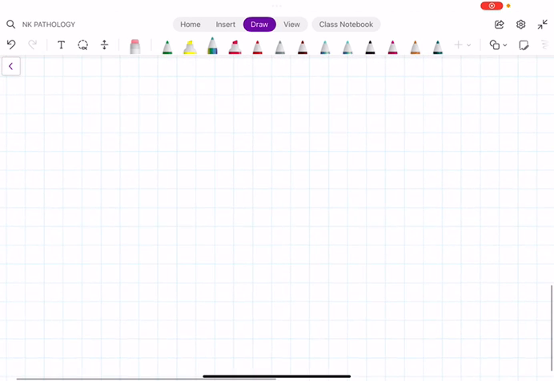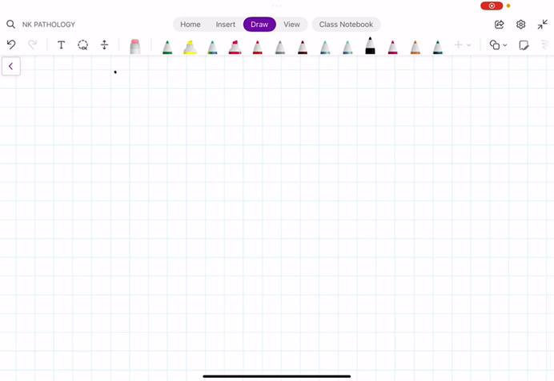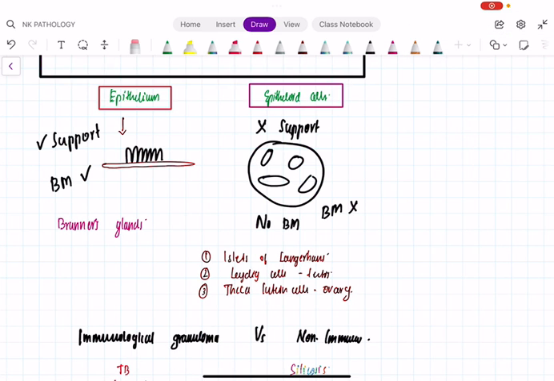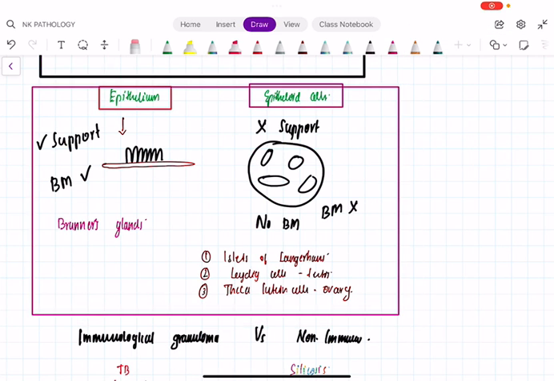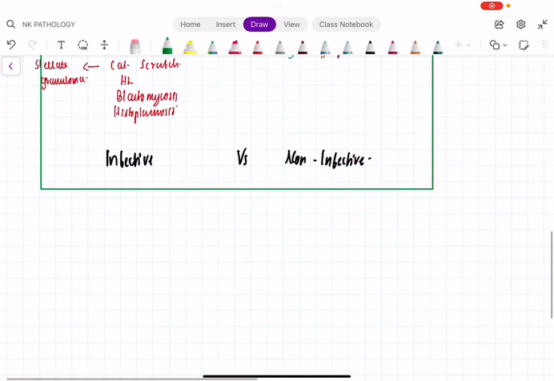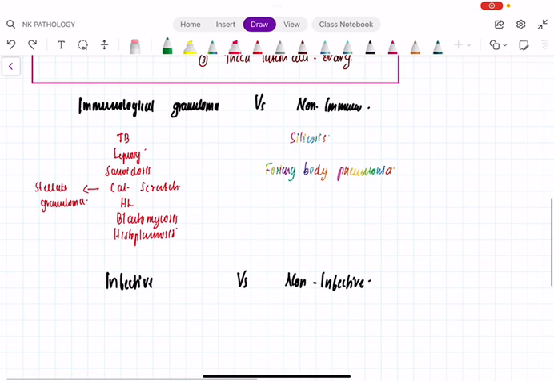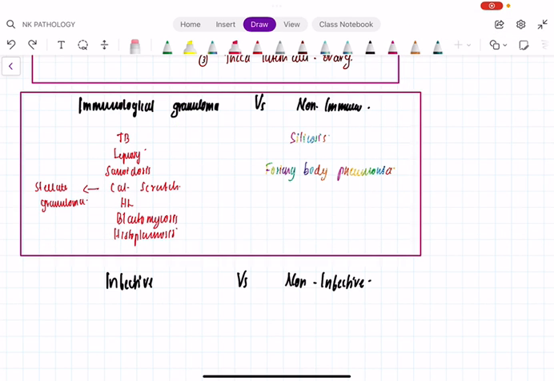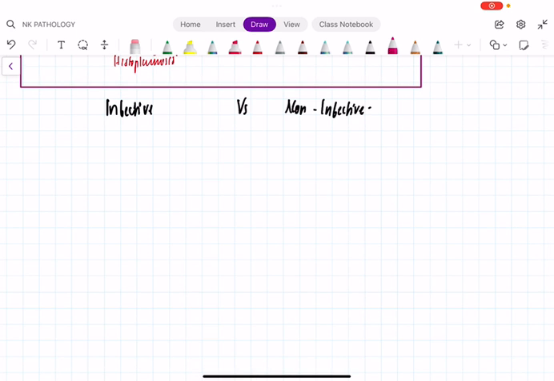Fine. Once that is done, let us see the next heading, infective versus non-infective. Please, you can put all these things in tables because all those are different. They are different, so you can put them separately. And again, immunological versus non-immunological granuloma, all these are again different. Fine, yes. Immunological and non-immunological, and then we are going to discuss infective versus non-infective.